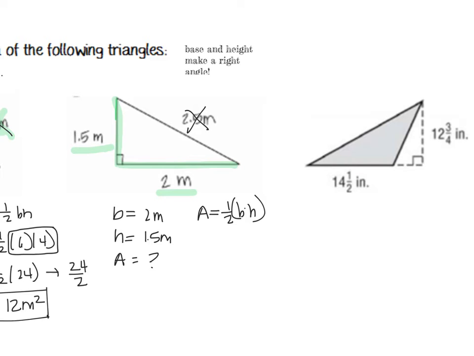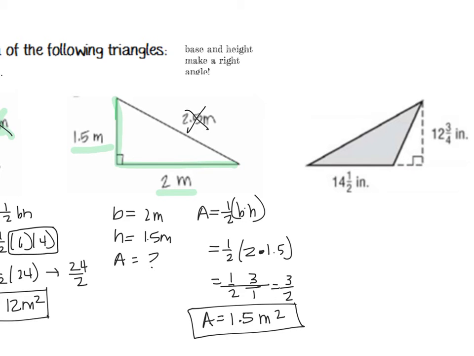They're not showing multiplication with anything but just button everything up together, but if you need to see it, you can. So we have 1/2 of 2 times 1.5. 1/2 of 2 times 1.5 would be 3. And to make that a fraction, I'm going to put it over 1. I get 3 over 2, which simplifies down to 1.5. And we would have meters squared for the area of my triangle.